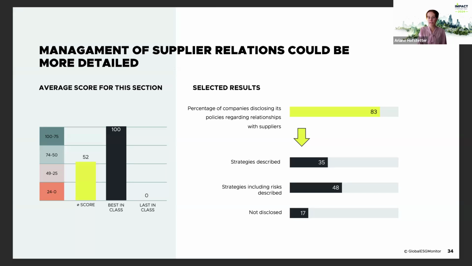83% of the companies include this information in their reports. 35% also talk about strategies. 48% combine strategies with risks they describe in more detail. And 17% of the companies do not disclose anything here.